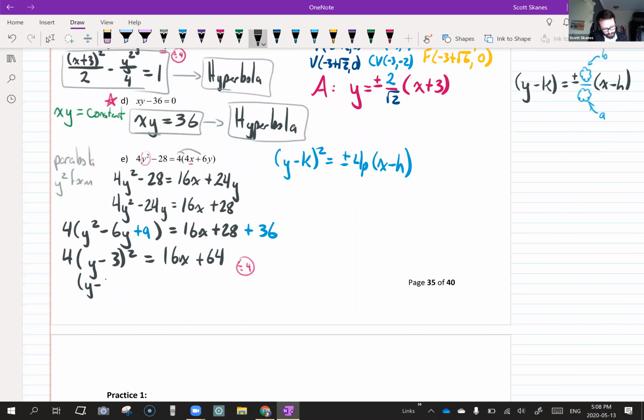What does that do? It gives me y minus 3 on the left squared. That matches the form that I want. Look, this now matches this form perfectly. So I'm on the right track. On the right side, what's 16 divided by 4? It's 4. 64 divided by 4 is 16. That is so close to the right. I just need to factor now, and I'll be done. So the left side is fine. The right side, I just need to factor that 4 outside. And we are finished that question.